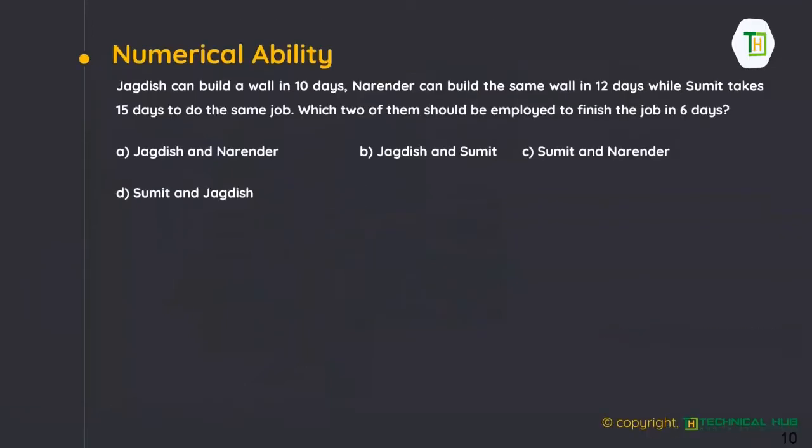Next question. Jagadish can build a wall in 10 days, so Jagadish's capacity is 1 by 10. Narendra can build the same wall in 12 days, so Narendra's capacity is 1 by 12. And while Sumit takes 15 days to do the same job, it means his capacity is 1 by 15.